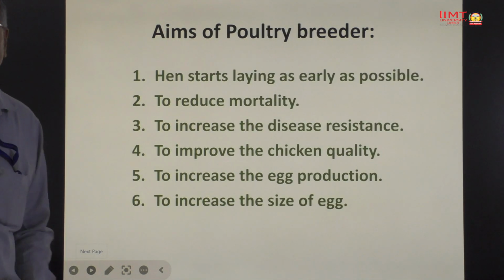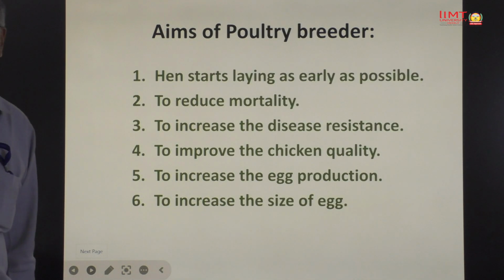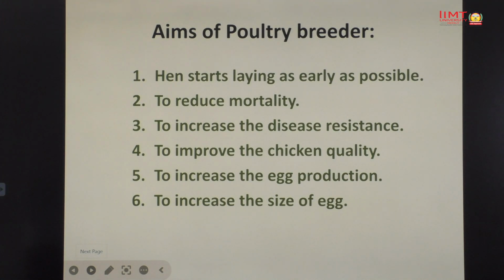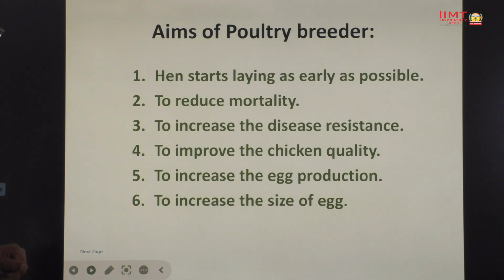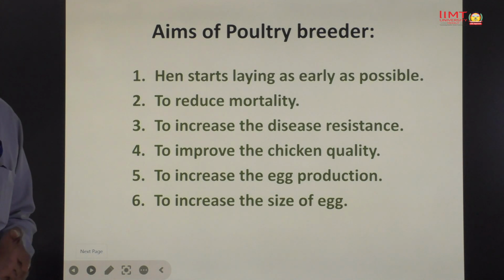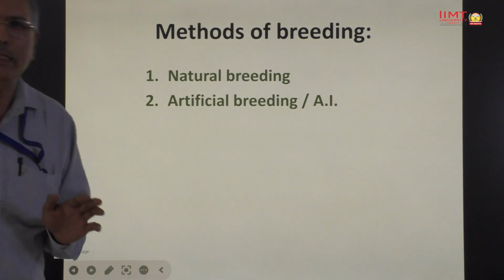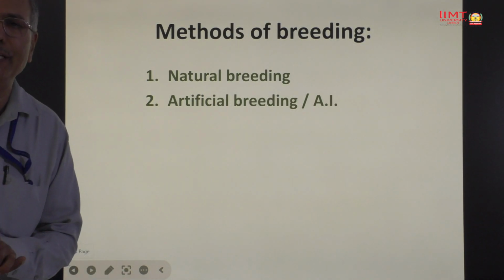What are the aims of poultry breeder? The aims of poultry breeder are: number one, hen starts laying as early as possible. Number two is to reduce mortality of their poultry, to increase the disease resistance in their poultry, to improve the chicken quality, to increase the egg production of their poultry, to increase the size of egg. Now we will discuss methods of animal breeding.